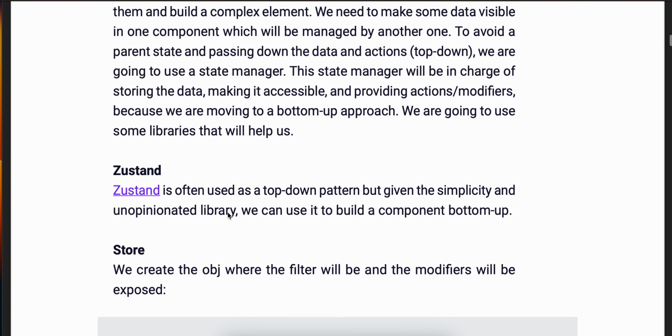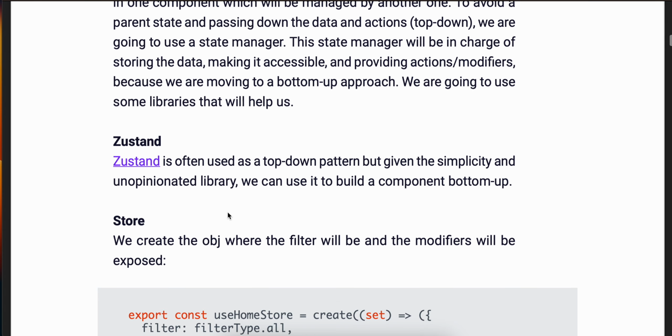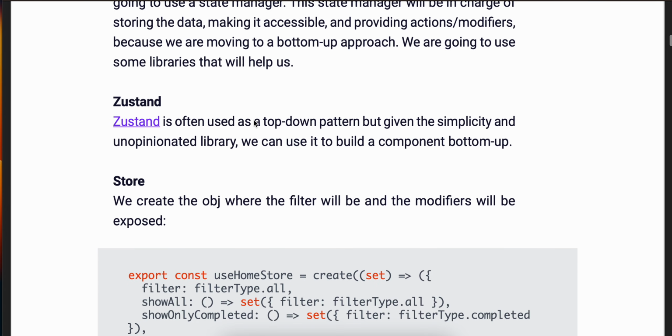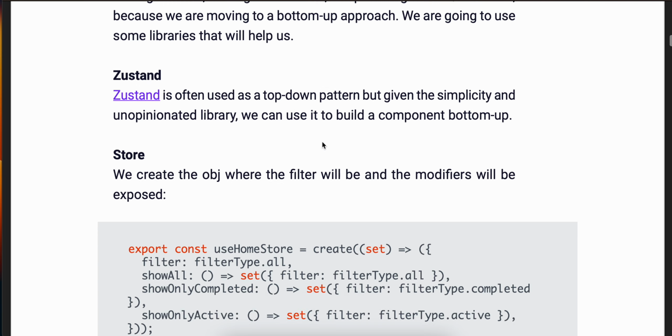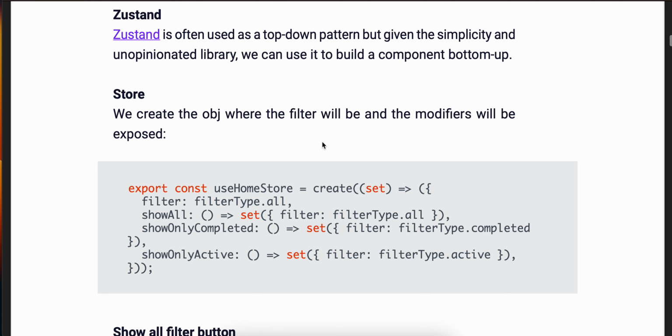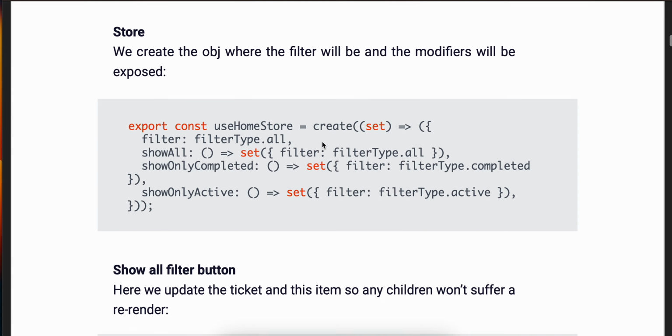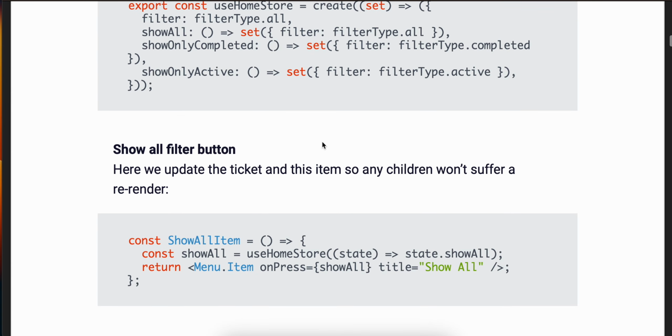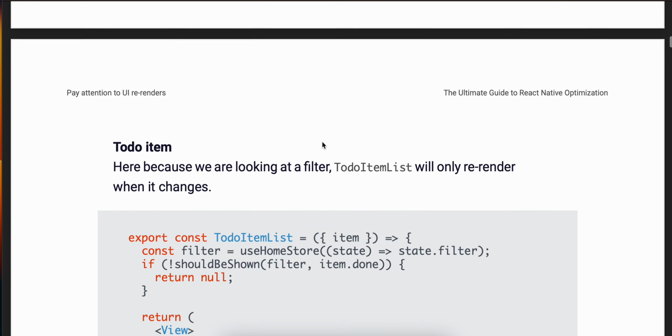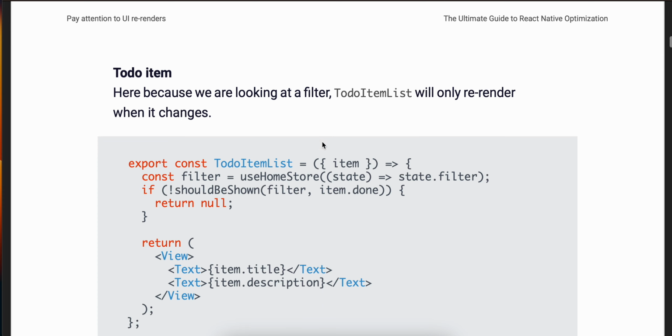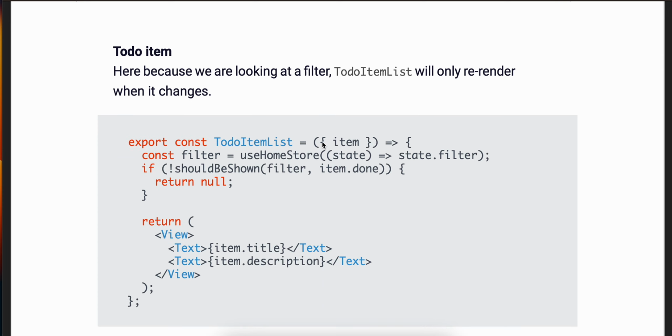Because we are moving to a bottom-up approach, we are going to use some libraries that will help us. Zustand is often used as a top-down pattern, but given its simplicity and unopinionated nature, we can use it to build the components bottom-up. We create the object where the filter will be and the modifiers will be exposed. Show all filter button. To-do item.